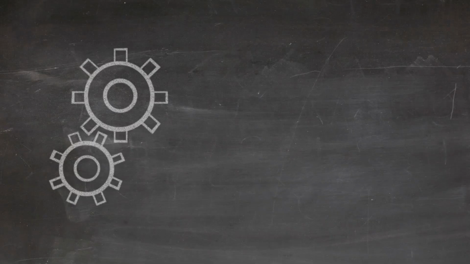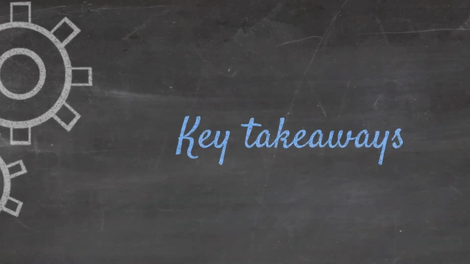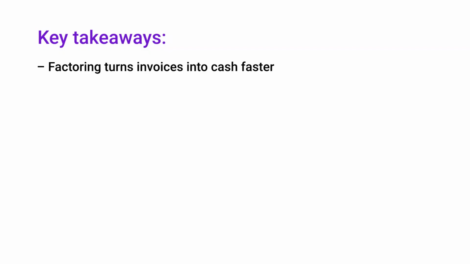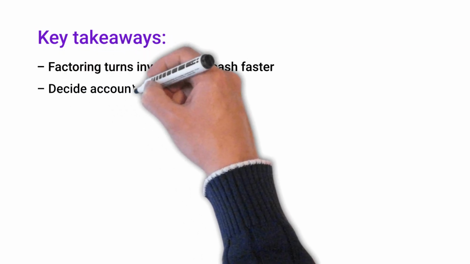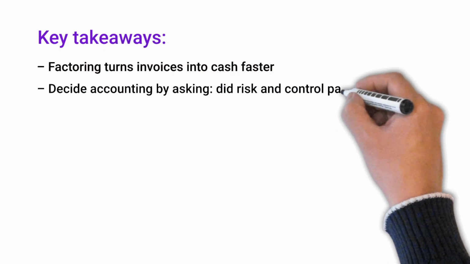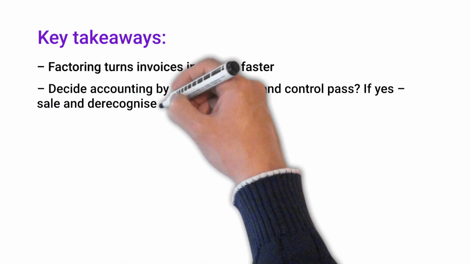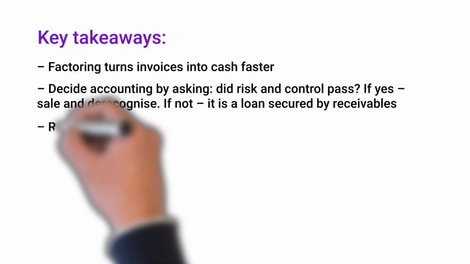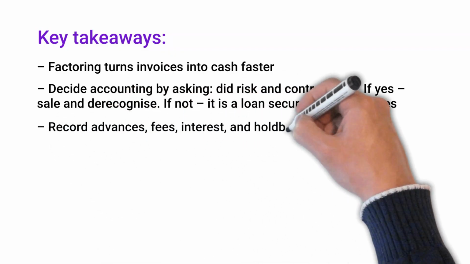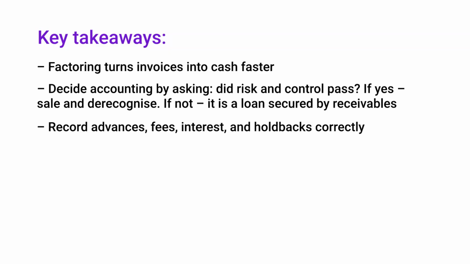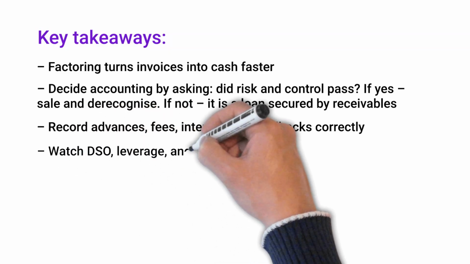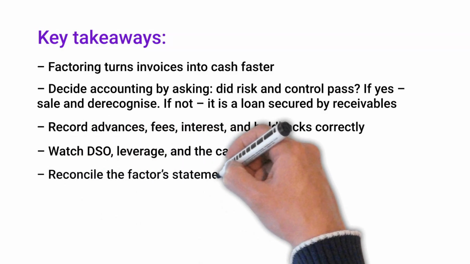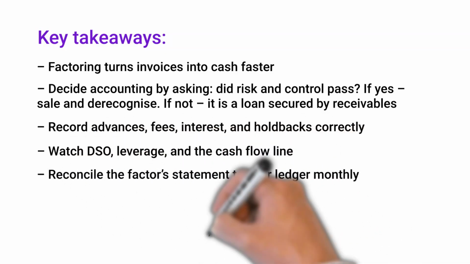Okay, it was quite a complicated topic for today. Let's summarize the lesson. Factoring turns invoices into cash faster. Decide accounting by asking, did risk and control pass? If yes, sale and derecognize. If not, it is a loan secured by receivables. Record advances, fees, interest and holdbacks correctly. Watch out for DSO, leverage and the cash flow line. Reconcile the factor's statements to your ledger monthly. That is factoring in plain language.